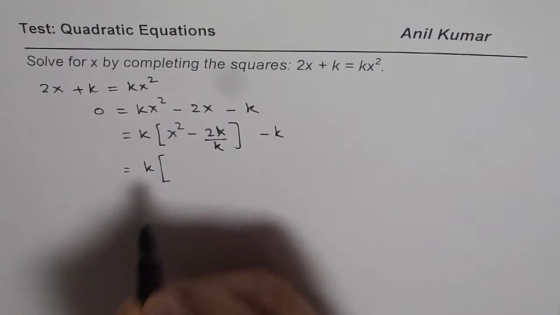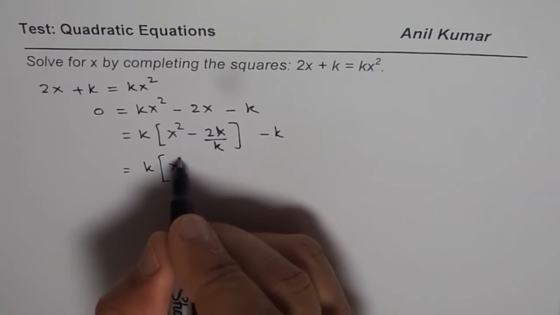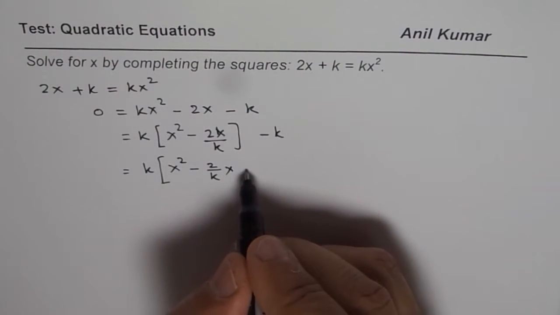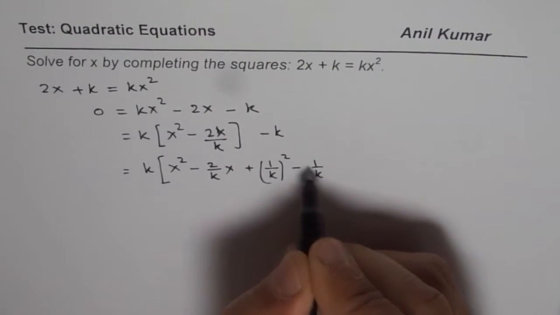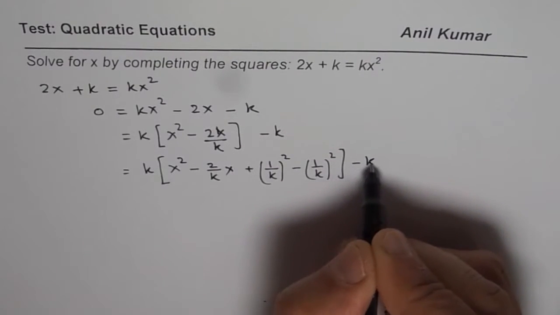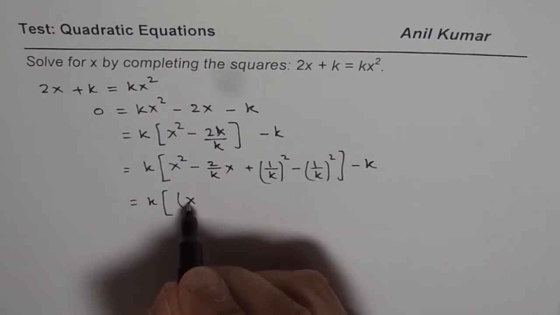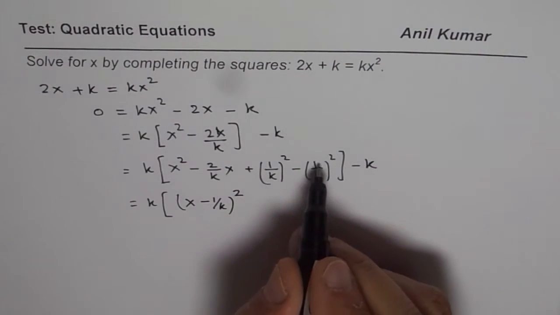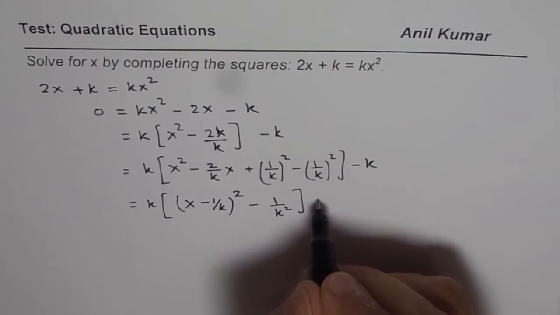Now to complete the squares, what should I do? Next step is half of this number. We have to square, add and subtract that term, right? So we get x squared minus 2 over k x. Let me write like this. Half of this number will be 1 over k, right? So we have to add and subtract 1 over k squared, minus k. So that gives us the first three terms as a perfect square, which could be written as x minus 1 over k, whole squared, and minus 1 over k squared within brackets, minus k.